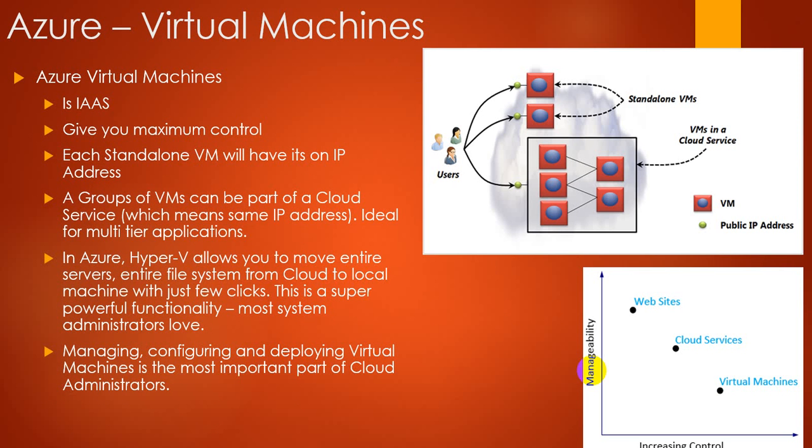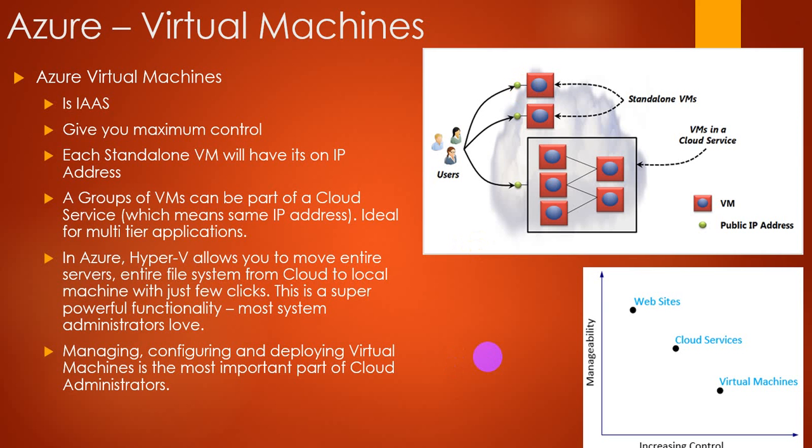The third compute model is Azure Virtual Machines. This is basically the bare metal. Azure Virtual Machines is infrastructure as a service. It gives you maximum control. Each virtual machine can be accessed using an IP address by any other device that is on the internet. You can group a set of virtual machines and call it a cloud service.